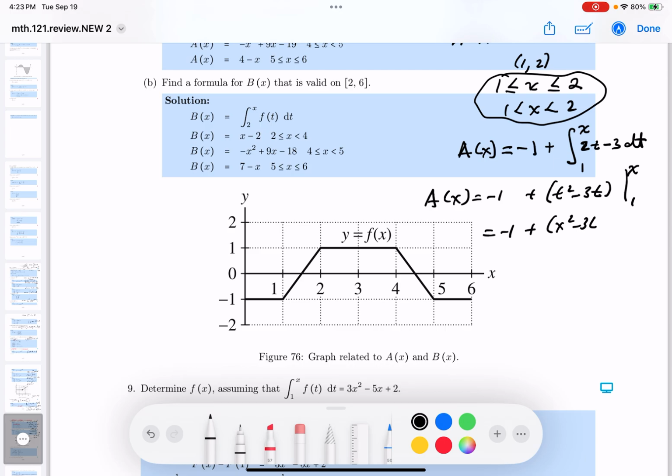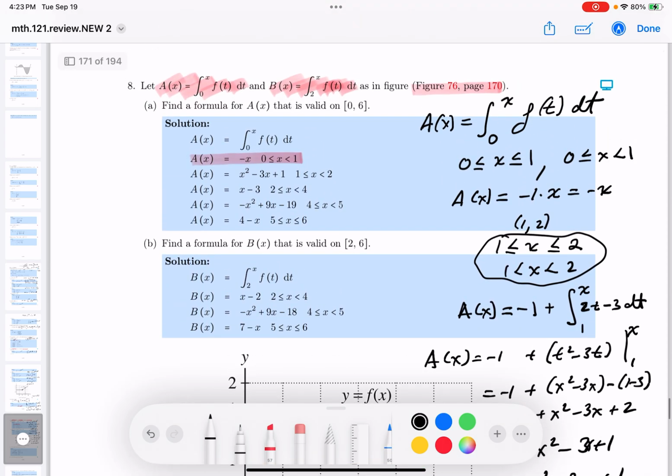Whoops, I put t, I didn't mean x, right? Minus the lower limit, which would be 1 minus 3. I got to simplify it because it looks crazy to me. It's minus 1 plus x squared minus 3x. 1 minus 3 is minus 2, and a minus 2 is plus 2. So what do you get over there? You get x squared minus 3x plus 1. So again, x squared minus 3x plus 1.